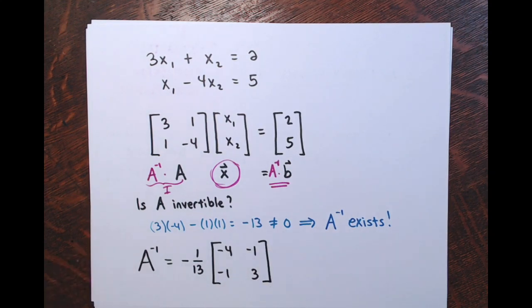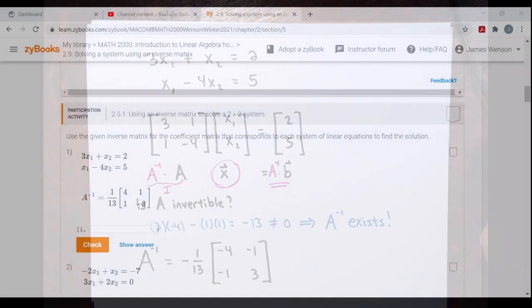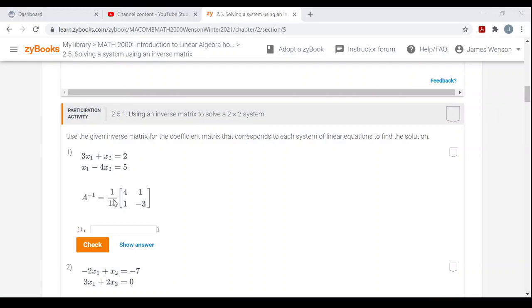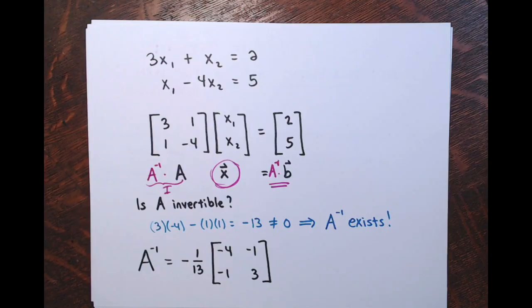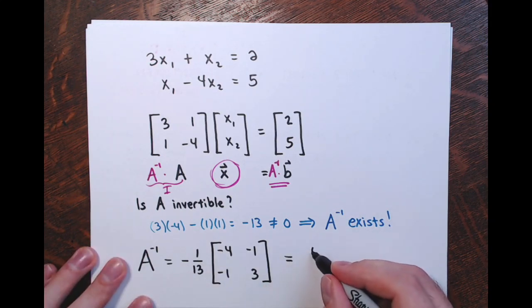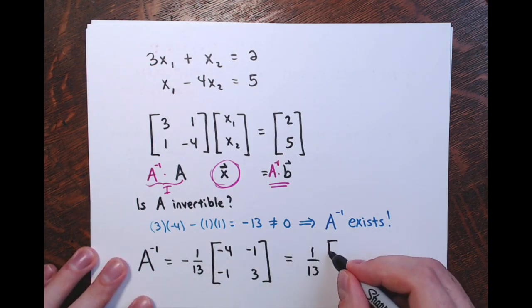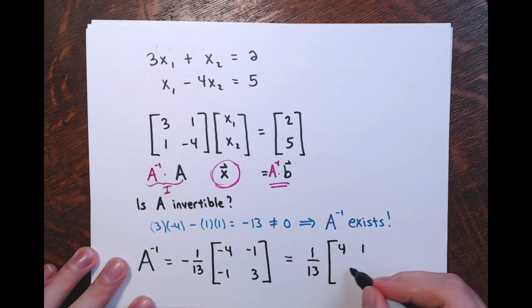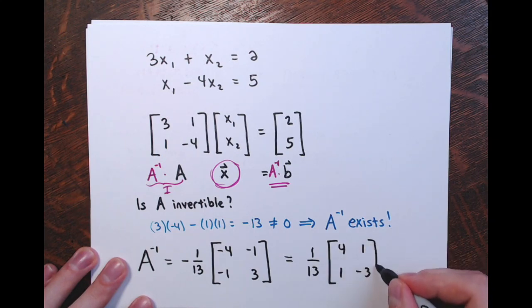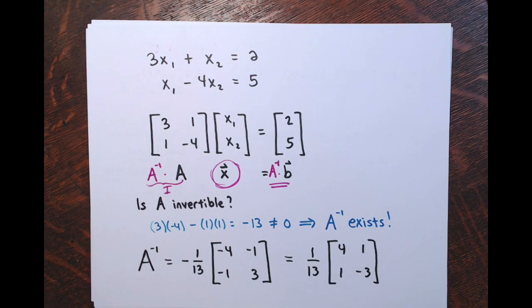There's A inverse. Okay. Now they give you a version where they put the negative inside. See how it's positive 1/13, but then this is positive 4, positive 1, positive 1, negative 3. So like all the opposites of what I have here. So all they did was put the negative inside and give me this version, right? Positive 1/13 times positive 4, positive 1, positive 1, negative 3. So same thing. Right? All right, so I'm going to use this.